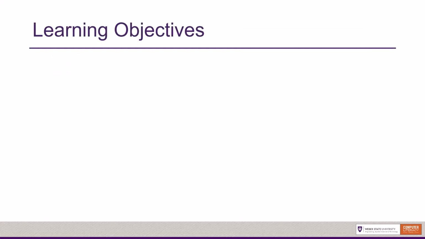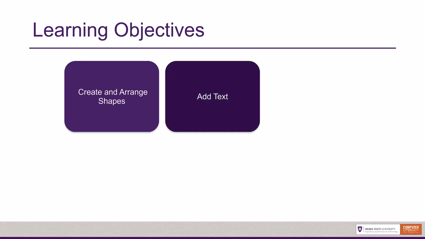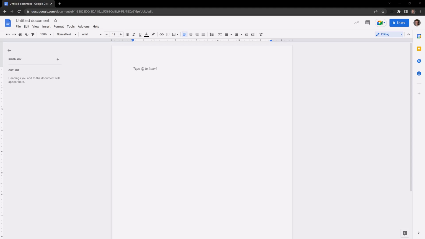In this video, we are going to create a custom diagram for our Google Doc using Google Drawings. We will create and arrange shapes on the canvas, add text to our shapes, and connect our shapes with arrows. Let's start with a blank document.